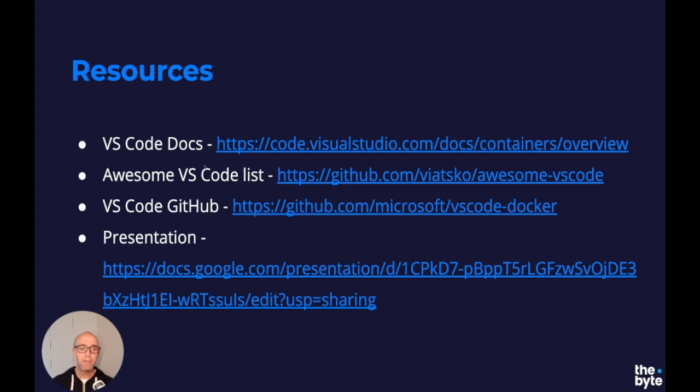There's also the awesome Visual Studio Code list. If you don't know the awesome lists, they're actually a list of resources. So it tells you training material and best practices, how-tos, all these things are baked into this list. There's also Visual Studio Code GitHub, where the open source version of Visual Studio Code lives. So you can actually fix bugs or make changes yourself if you find anything.